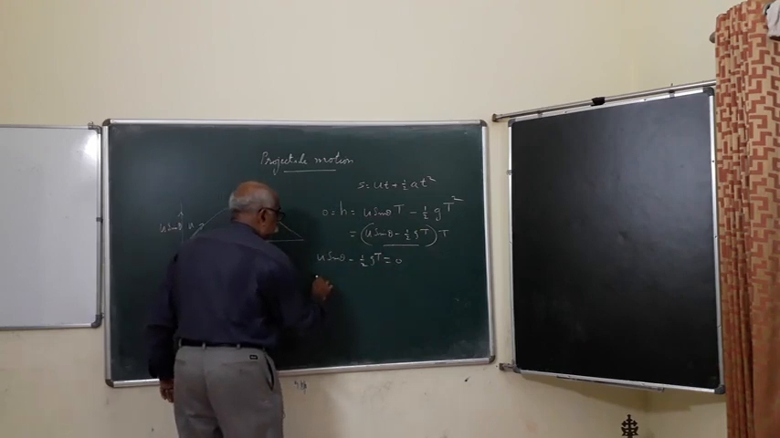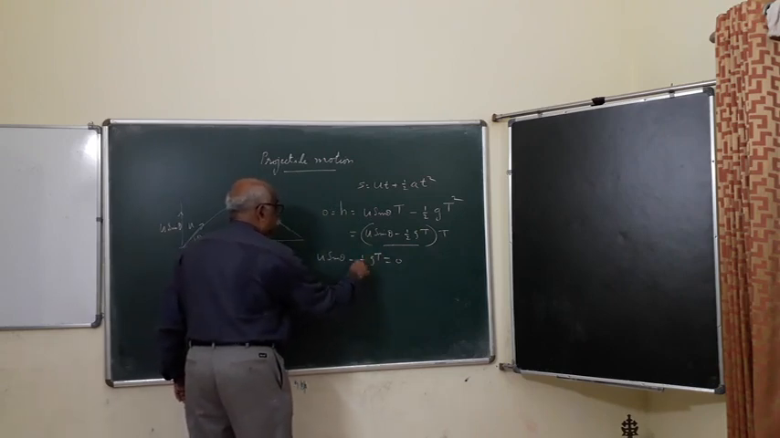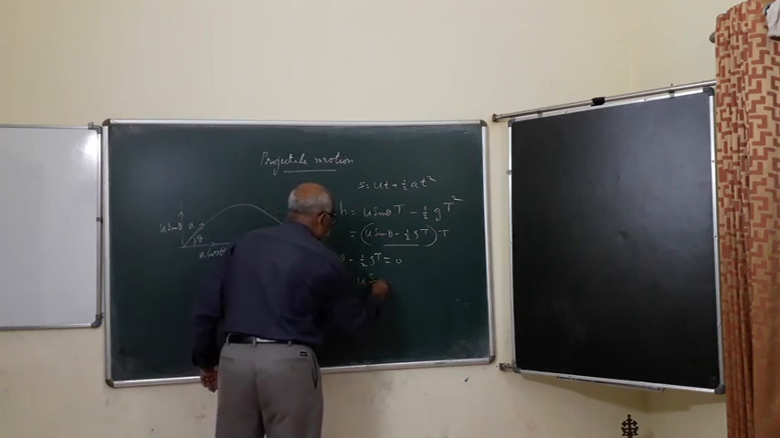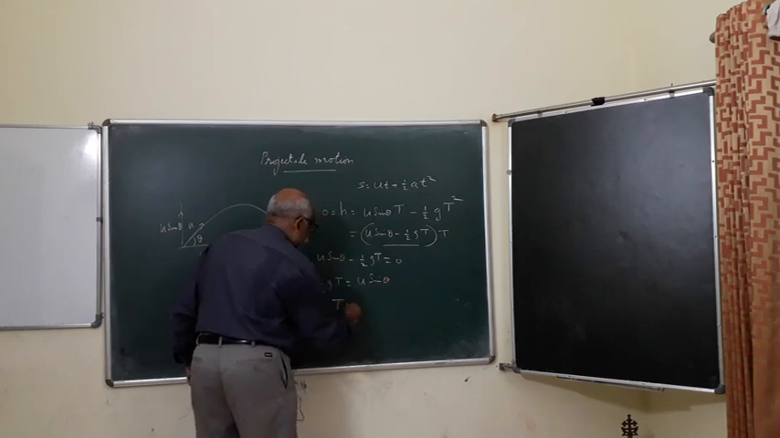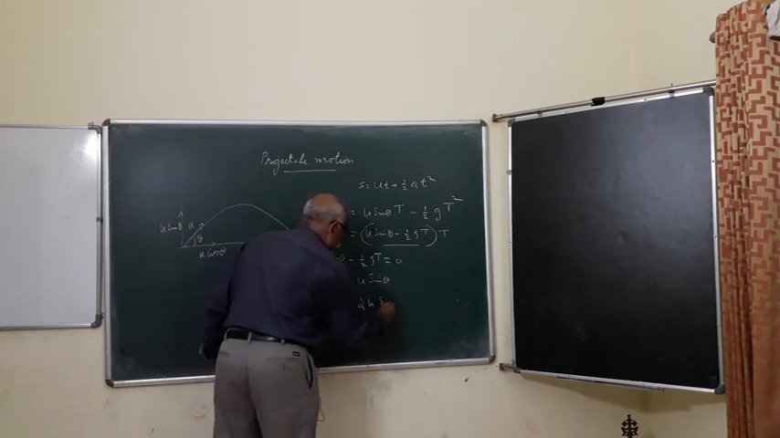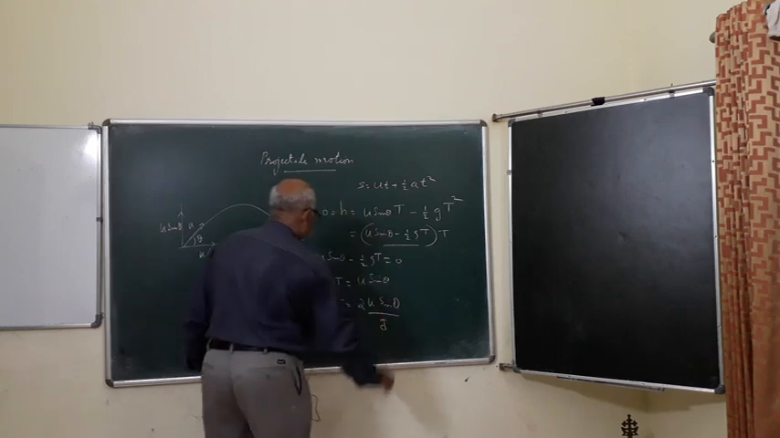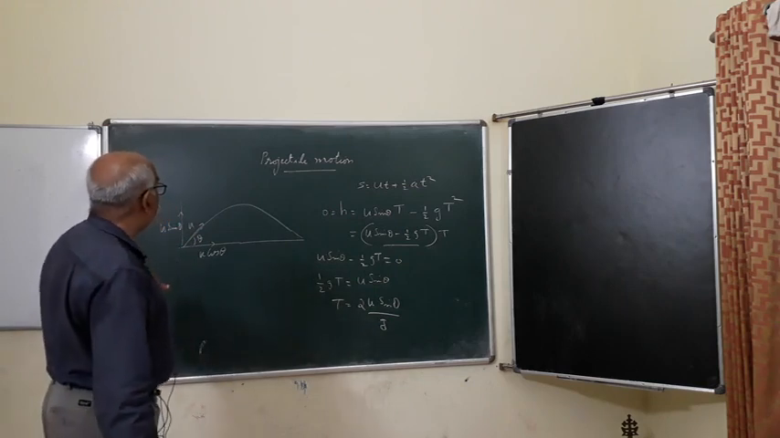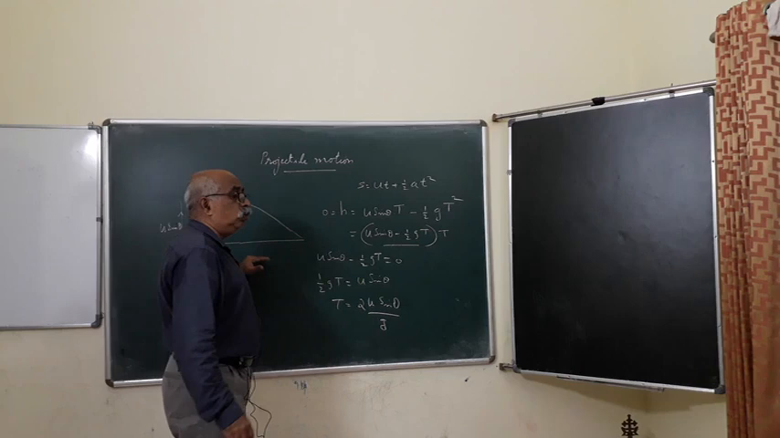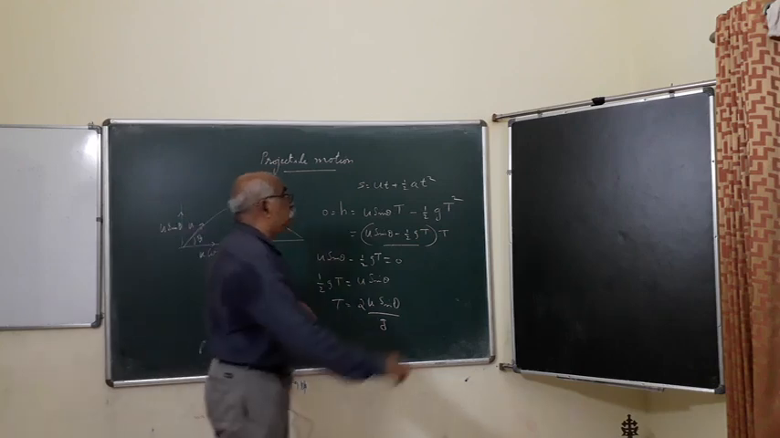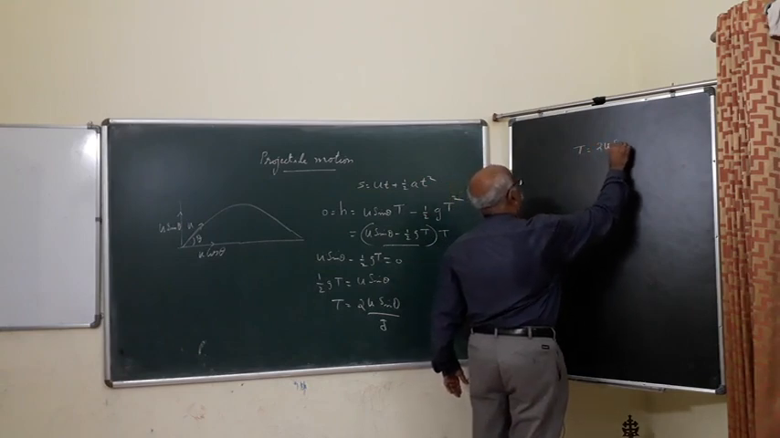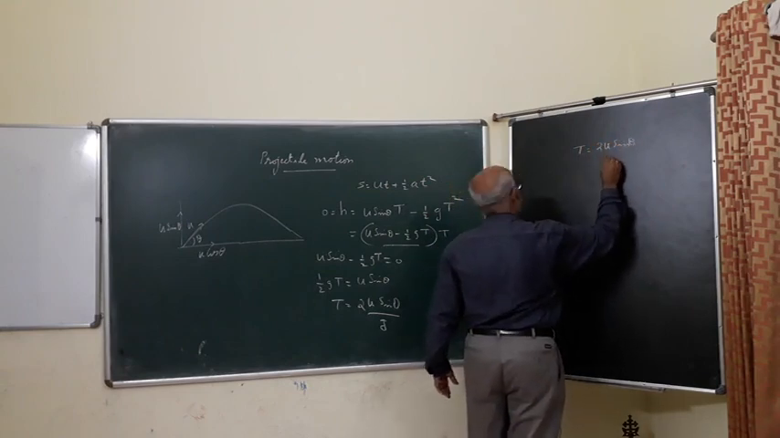Therefore, taking this term to the right hand side, half gt is equal to u sin theta, or t is equal to 2u sin theta over g. This is the time of flight, the time taken by the object to go up and come down to the horizontal level. I am recording here, t is equal to 2u sin theta by g.